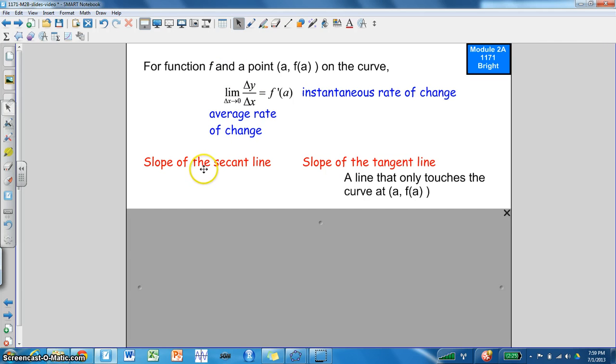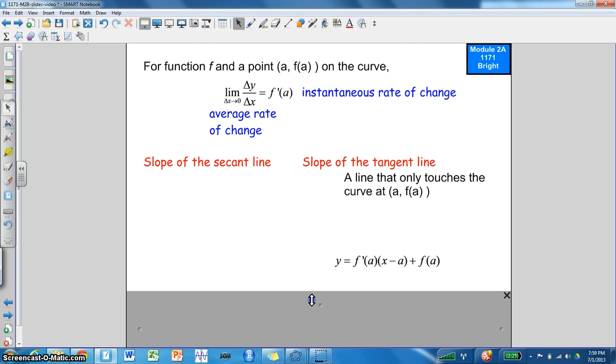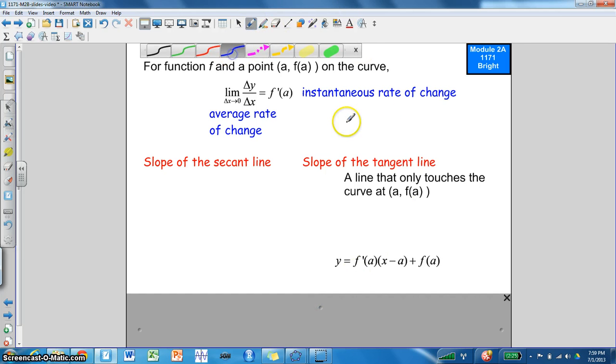Okay, and then as we mentioned before, the average rate of change was the same as the slope of the secant line. And through the process that we showed in GeoGebra, the instantaneous rate of change was the slope of the tangent line. And then again, I gave the definition of the tangent line. One way we can represent the equation of the tangent line is right here.